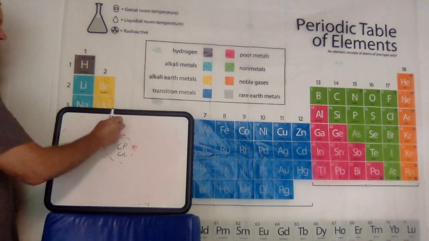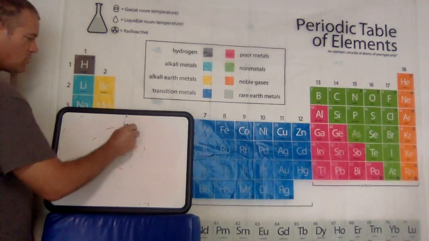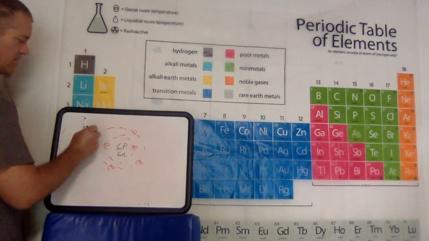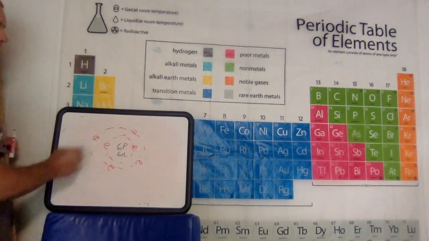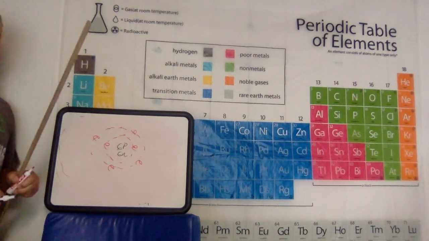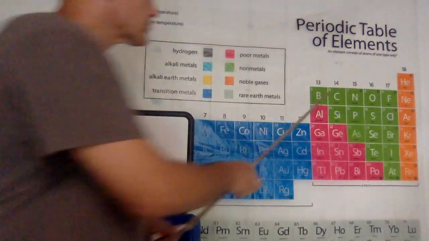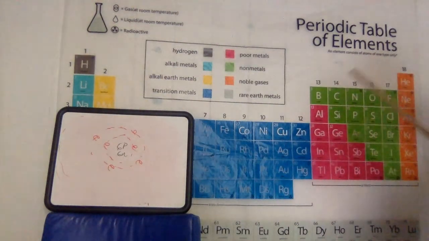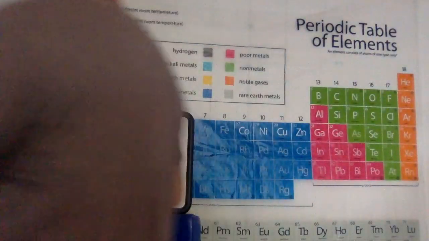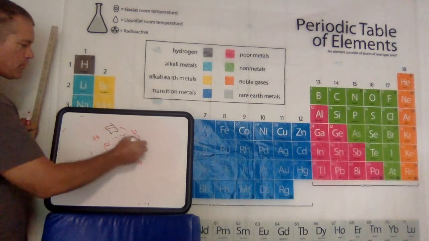How many fit in the second shell? They can hold up to 8, but 2 have been used up. It has 6, so 1, 2, 3, 4. How many does it want in that second shell to make it stable? 8. So it has 4 electrons and 4 open spaces.